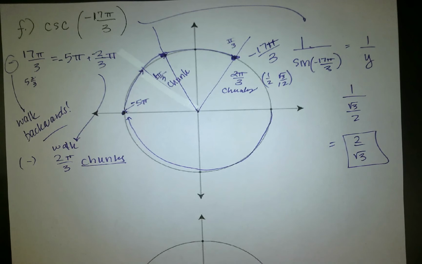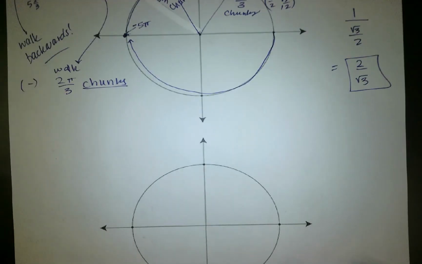Practice, practice, practice. That's all it takes is practice. Knowing your spots, famous spots, and practice them. Okay, you gotta practice walking around this unit circle. Alright, A, B, C, D, E, F, G.